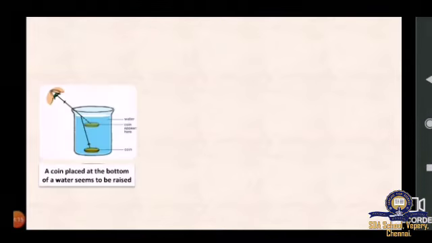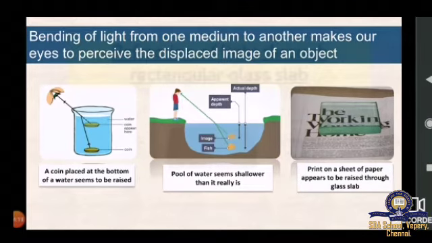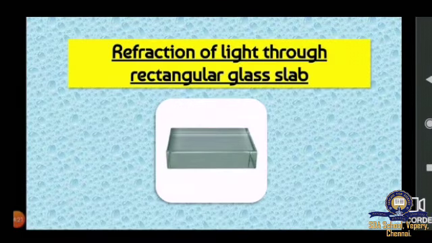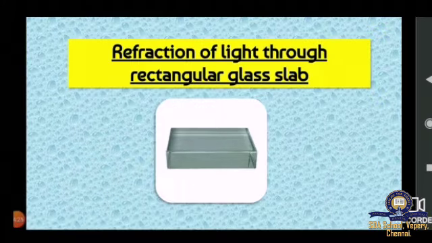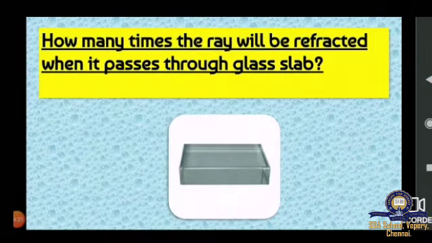So we have witnessed how the effects of refraction play a role in our daily life. Now we are going to see about the refraction of light through the rectangular glass slab. What is a rectangular glass slab? Yes, it is just made up of glass and it is rectangular in shape. That's it. How many times will the ray be refracted when it passes through the glass slab? Do you know that? Can you imagine?